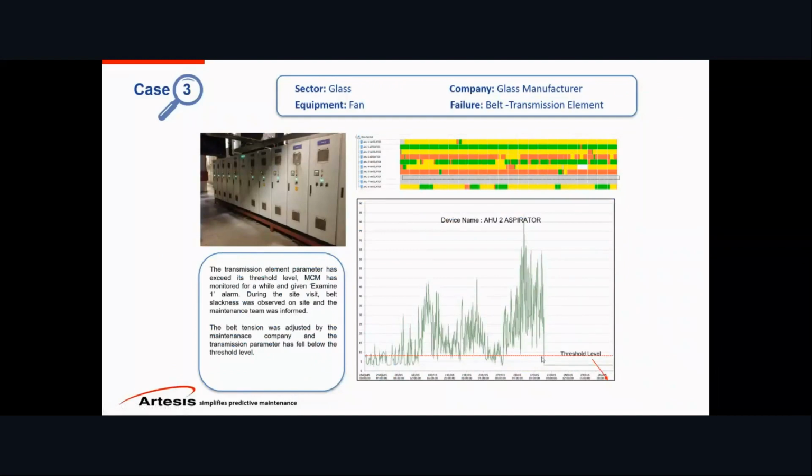Another one here is a fan with a belt driven system. You can see here, this was again at normal levels, and it started to go up and up and up, and the belt issue was getting more serious. So the user eventually took action and fixed the issue, and then the belt went back to normal levels here.